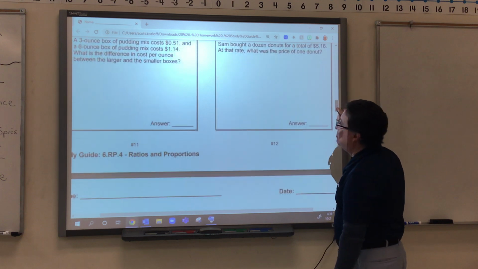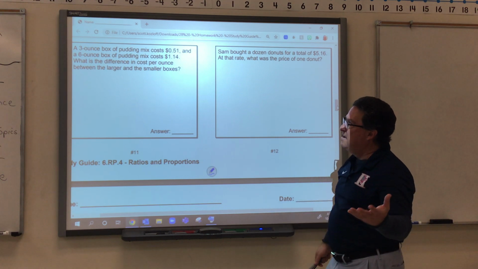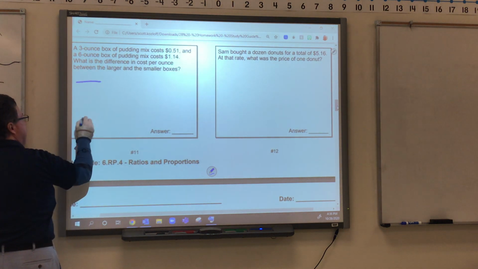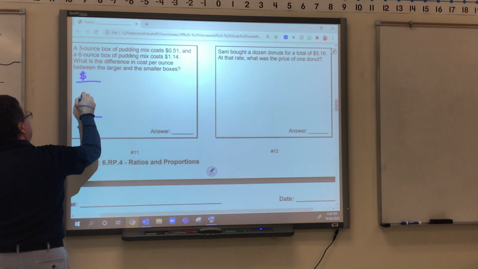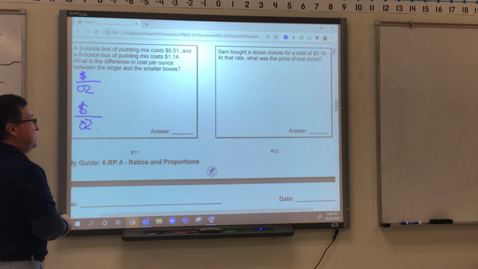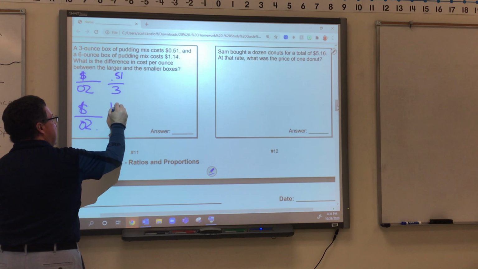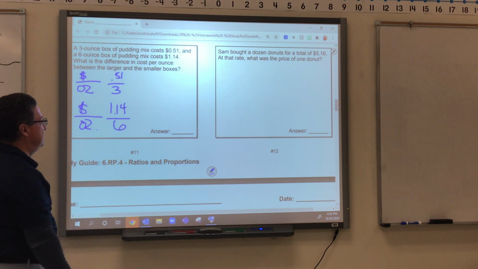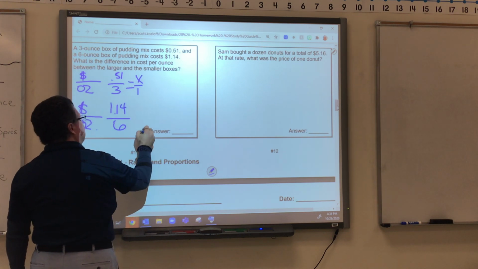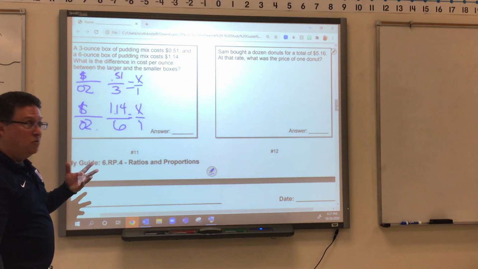Next, number 11 and 12. A 3-ounce box costs this, a 6-ounce box costs that. What's the difference? I'm going to do that the same way we just did it for the apples and bananas. I have dollars per ounce and dollars per ounce because there's 2 different sizes. I pay 51 cents for 3 ounces. I pay $1.14 for 6 ounces. I've got to figure out how much I'm paying per ounce for each, and then I've got to subtract the 2, okay?